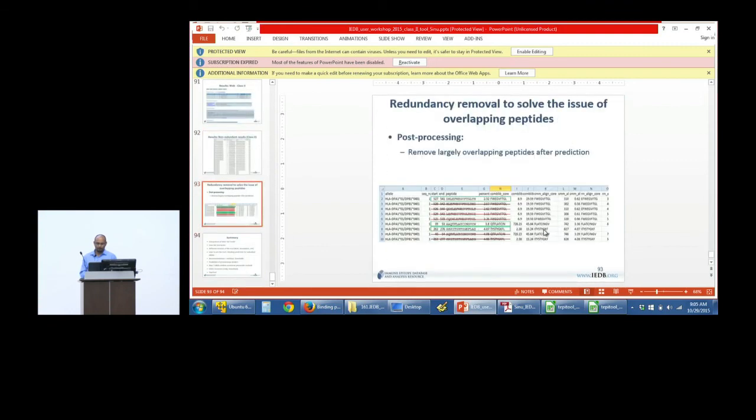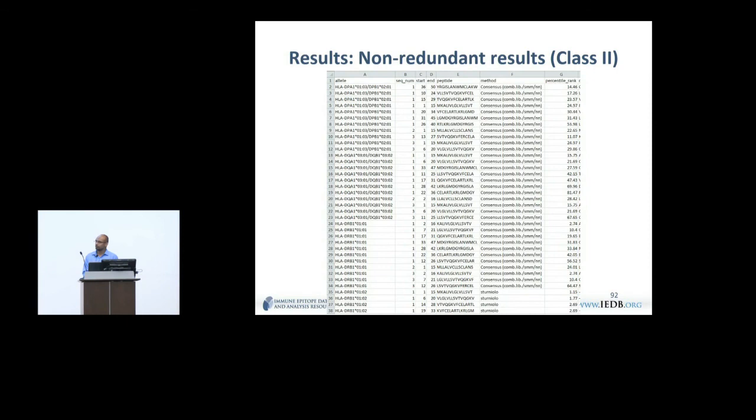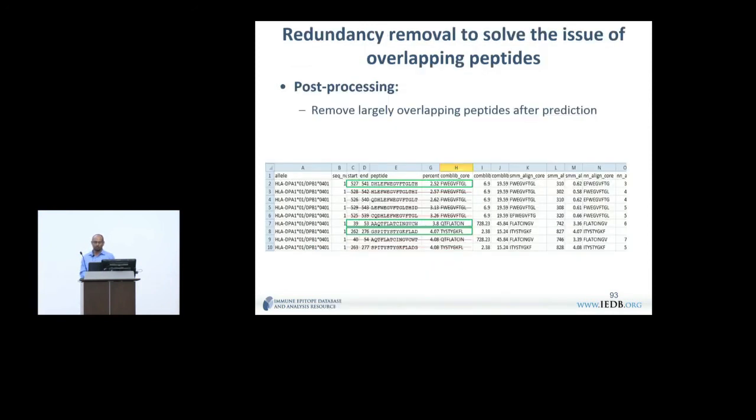Yeah, this is what I wanted to show you. This is the non-redundant result. So when you click that link, you get the post-processed result. So this is how it works. So I showed this slide before, but it picks the top peptide and eliminates all the redundant peptides from the same regions.